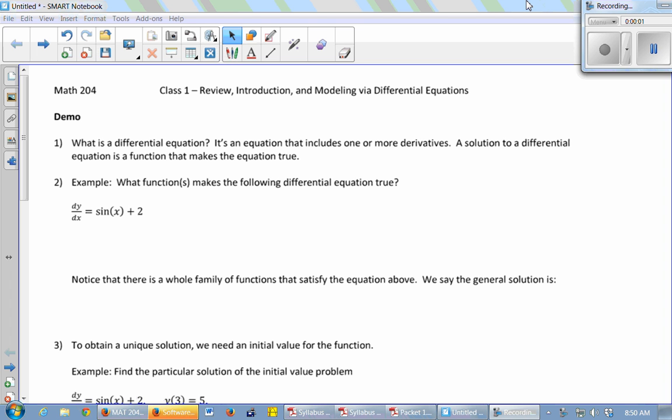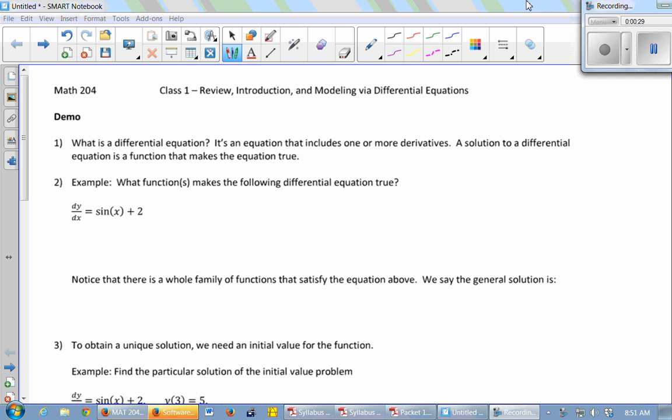And then we're going to move on to a little bit of calculus review just to get us back in the swing of things. Next class we'll deal more with modeling, but we'll do a little bit of intro today. Okay, so what is a differential equation? It is an equation that includes one or more derivatives in it. A solution to a differential equation is a function. So this is something that feels different. It takes some getting used to.